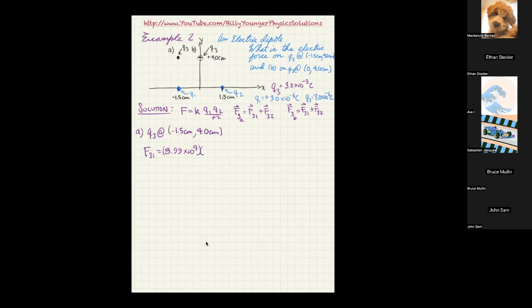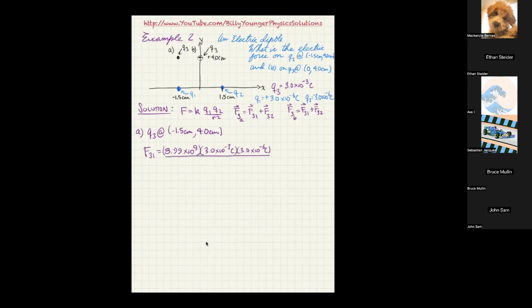So when I say F3(1), what I mean is charge 3, which is 3.0 times 10 to the negative 3rd coulombs, times 3.0 times 10 to the negative 6 coulombs.